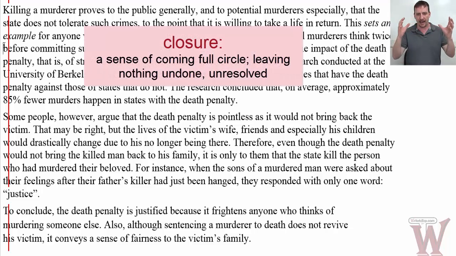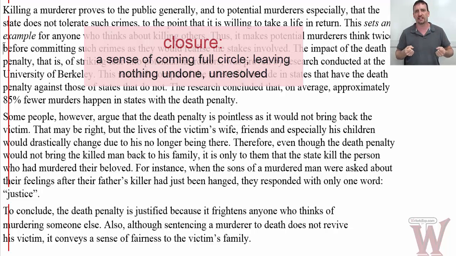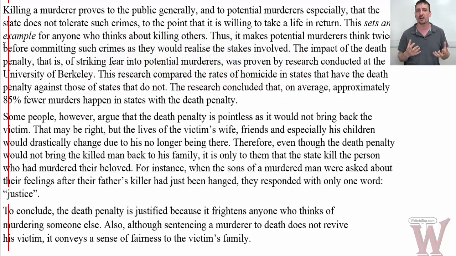Closure means to have a complete finish to an event where your mind does not have any more questions, there are no more doubts, there are no more feelings of revenge or vengeance, etc. Everything is closed, you can move on with your life, okay? But he gives good examples. The last sentence, he could have probably tied it back to the overall thesis to say that they responded with only one word, justice. This shows that closure is important to the family, to the extended victims, if you want to say that.